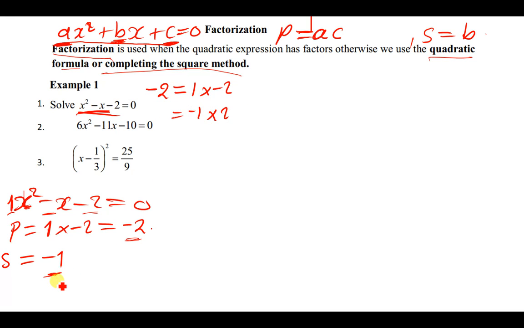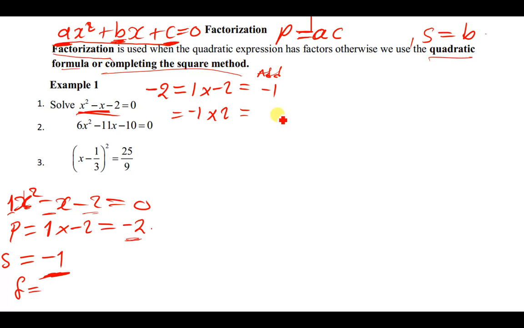The pair of numbers that will give us negative 1 as the answer is the one that we are going to get as our factors. Okay, so when we add 1 plus negative 2, the answer is negative 1.